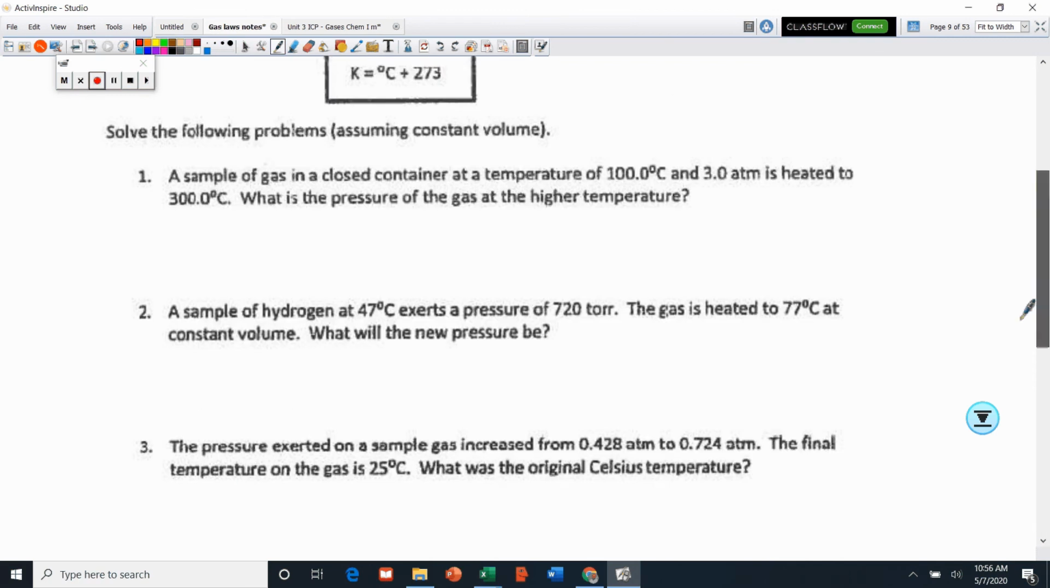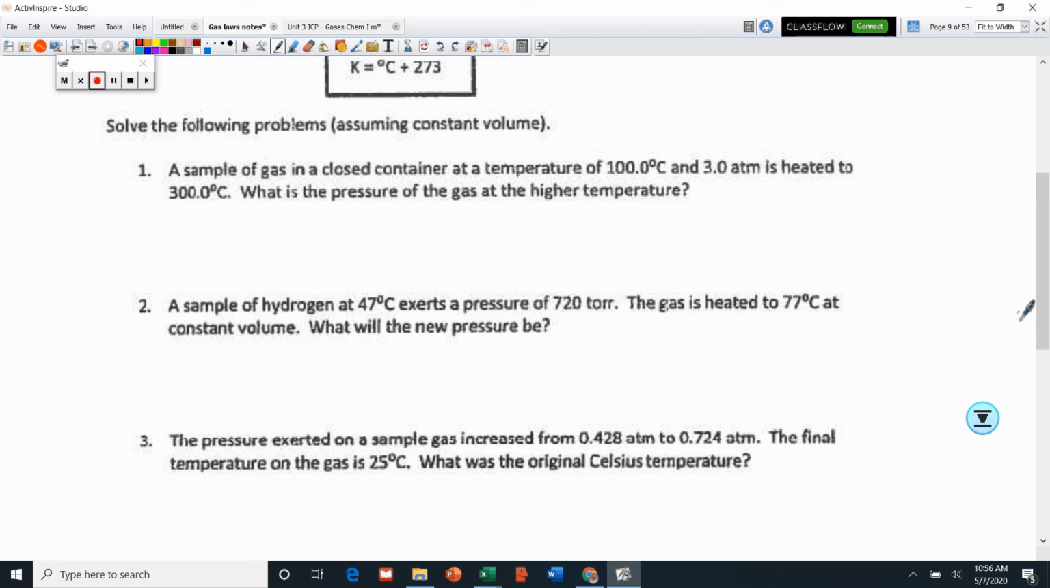All right, so let's look at some of these problems and go from there. Solve the following problems assuming constant volume. So we have a sample of gas in a closed container that's 100 degrees and 3 atmospheres, so 373 Kelvin. It is heated to 300 degrees, 573 Kelvin. Notice that the temperatures are 3 sig figs there. The pressure is only 2 sig figs, so our answer is going to be in 2 sig figs. What is the pressure of the gas at the higher temperature?